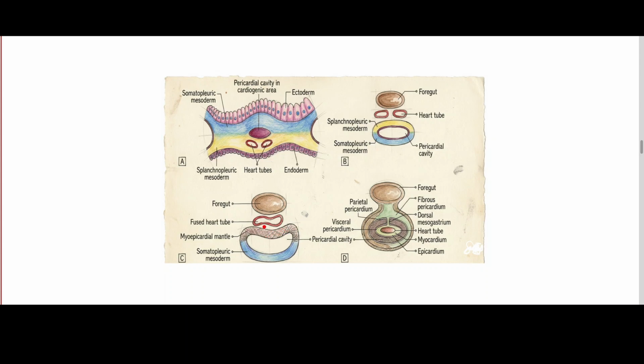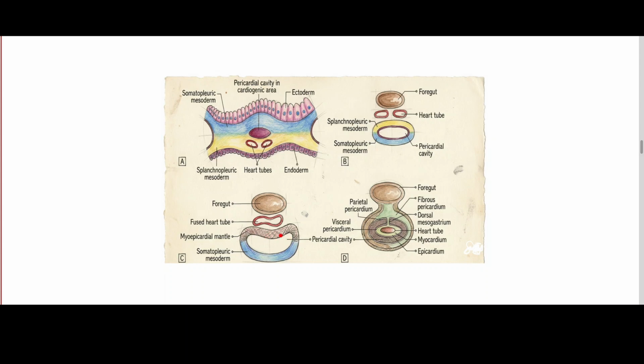Now, as the heart pushes into the pericardial sac, the mesoderm lining the dorsal side of this pericardial cavity wraps completely around the tube, just like this. This is the heart tube. Now, this mesodermal part that is lining the dorsal side of the pericardial cavity wraps completely around the tube, like this. Now, this part of the mesoderm is the splanchnic mesoderm.